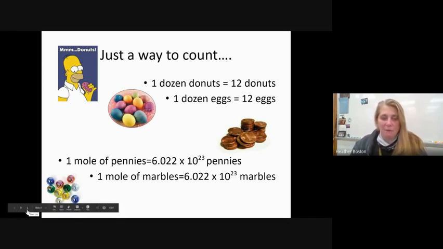If we have a mole of pennies, we will have 6.022 times 10 to the 23rd pennies. And each man, woman, and child on the face of the planet could spend $1 million an hour and still have money left over at the end of their life. 1 mole of marbles is 6.022 times 10 to the 23rd marbles, and it would cover the earth 3 miles deep.